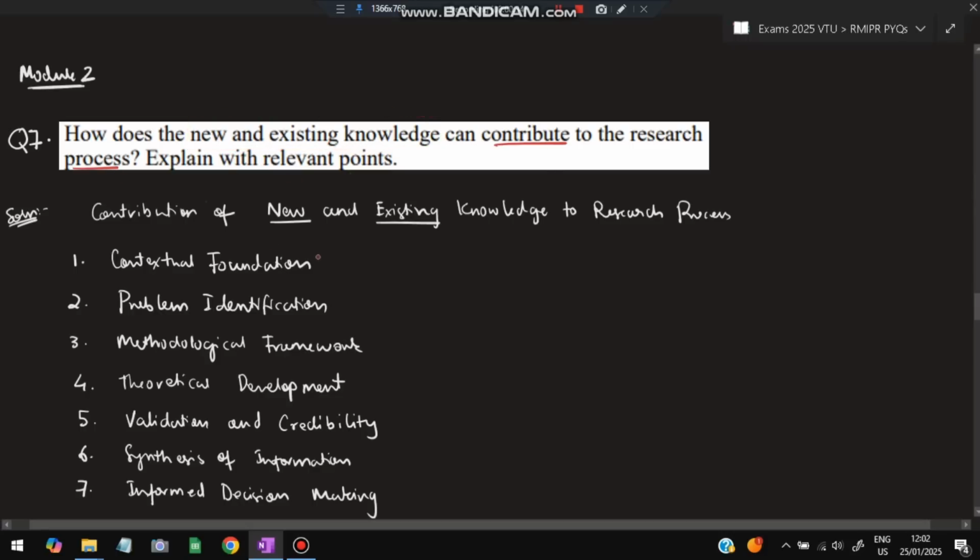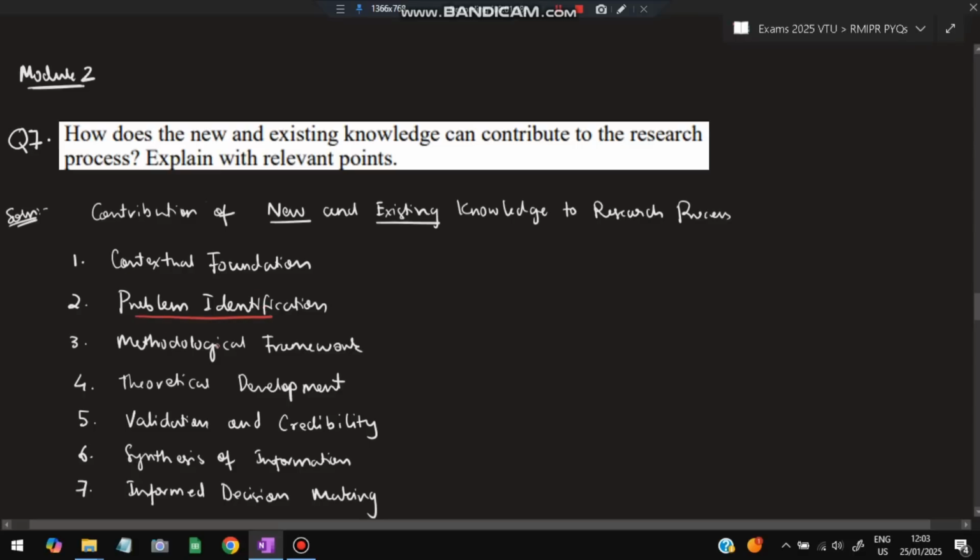The first is contextual foundation. This means that in a specific domain, new knowledge is interpreted through the lens of existing knowledge. Whatever we know previously about suitcases can be interpreted with the lens of new knowledge. What new features do we want to include in the suitcase? That can be interpreted through this lens. With the previous and the new knowledge, we get a new perspective of what is actually required and what is actually possible.